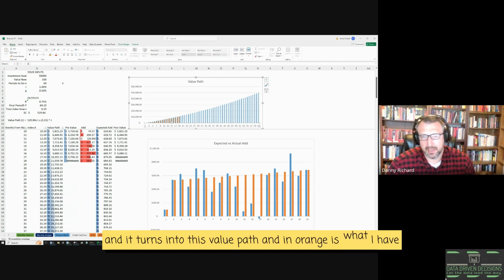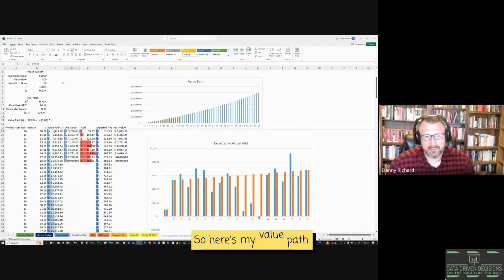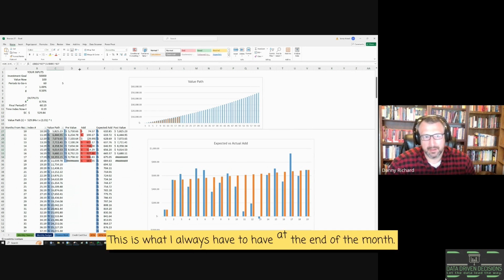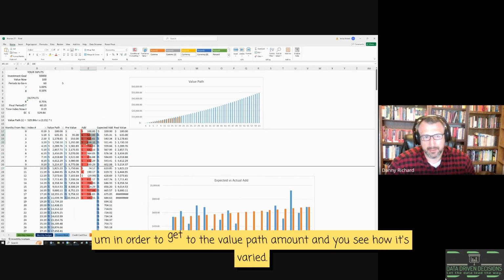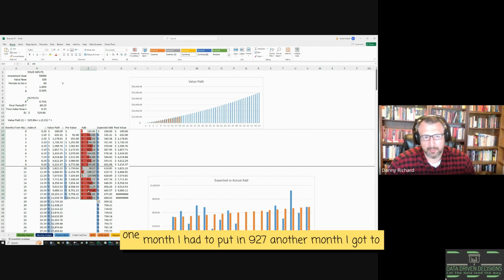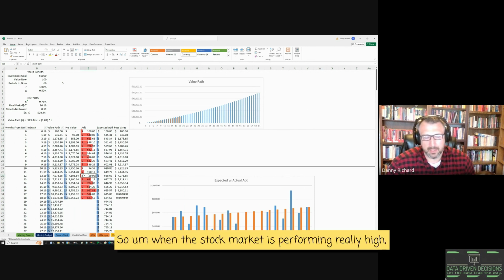And in orange is what I have before that month. Looking at this formula, here's my value path. This is what I always have to have at the end of the month. This is what I actually have. And then this is what I have to add in order to get to the value path amount. And you see how it's varied. One month I had to put in 927. Another month I got to sell $30. So when the stock market is performing really high, I'm not really buying because it's too high to buy.